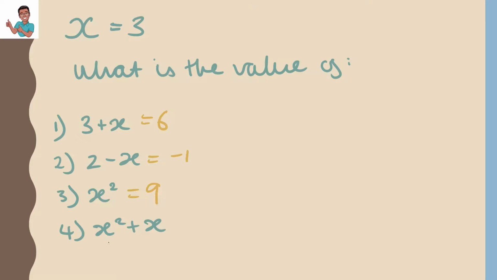And finally, we'll have a look at this. x squared plus x. So we put 3 in brackets, squared, plus 3. According to the rules of BIDMAS, we have to do indices first. So 3 to the power of 2 is 9. And 9 plus 3 is 12.